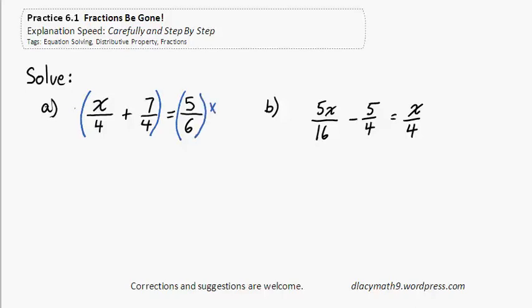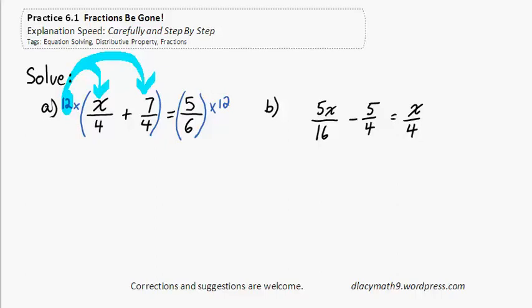You need to use the lowest common multiple, in this case of 4 and 6. Now I don't have to look at this other 4. 4 and 6 divide into 12 or 24. Choose the lower of those, 12. Now I'm going to use the distributive property to multiply this 12 into the binomial.